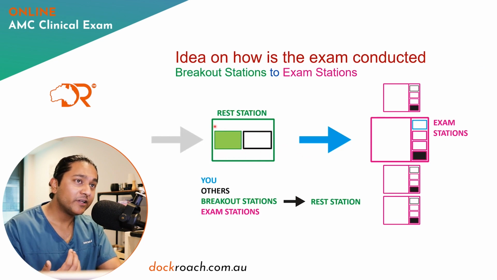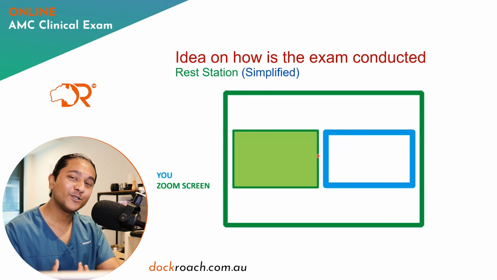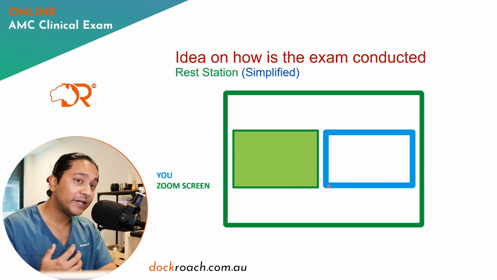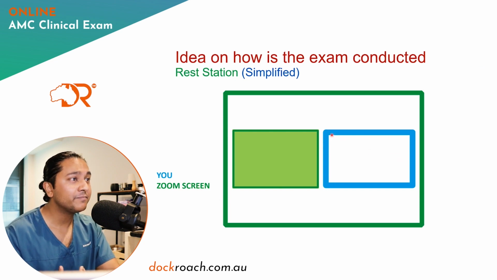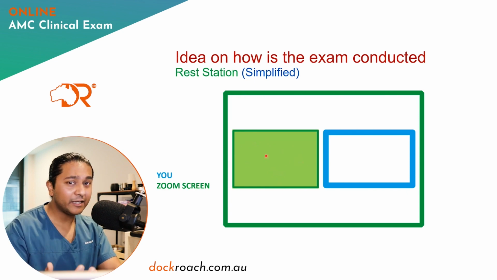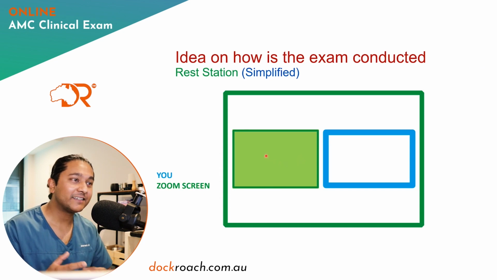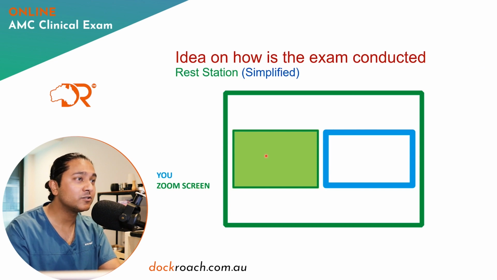Okay, guys, at this point I am going to zoom into the rest station and we're going to have a look at it in detail. All right, so this is how the simplified version of the rest station looks. Let's say, for example, you remained behind. So you are now in a rest station. Here the blue box is you, and usually on the left there'll be an invigilator of the rest station. It's the same invigilator of the breakout station who remains behind and supervises you during the rest time. Let's see how that looks on the actual Zoom screen.